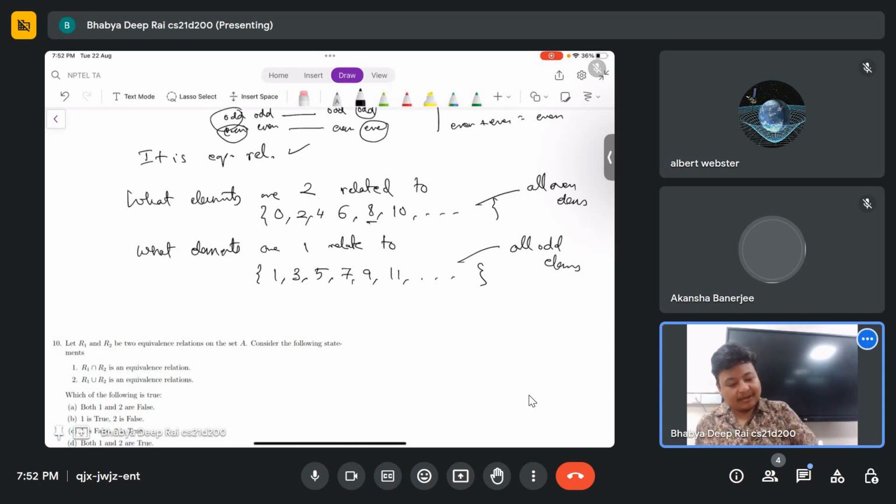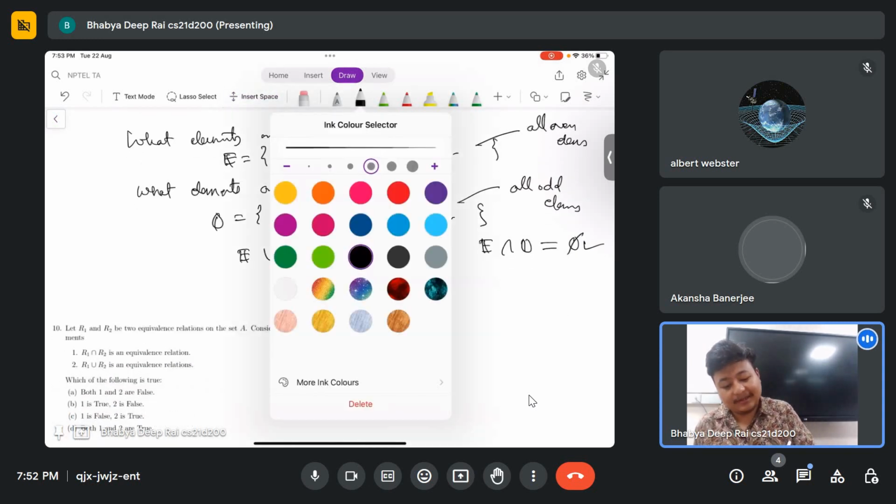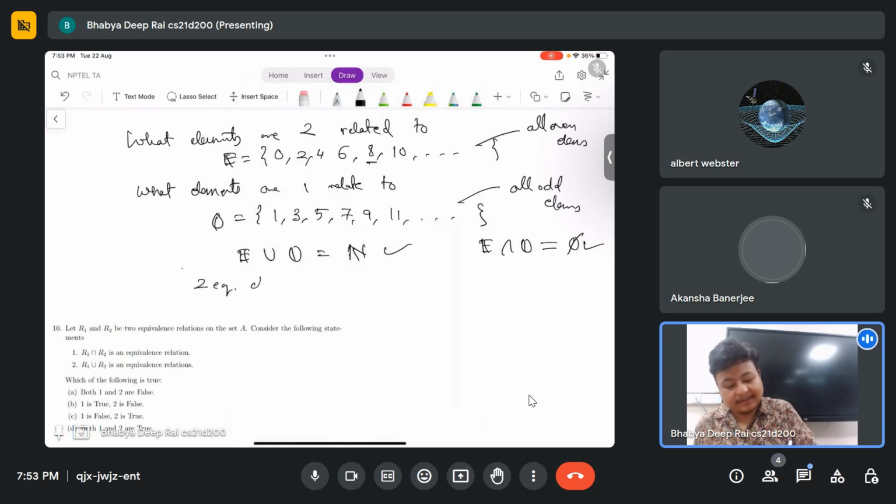Okay. So all even elements, all odd elements, and this covers the entire natural numbers. This is nothing but the even numbers, and this is nothing but the odd numbers. So even union odd is equal to the natural numbers, so it covers everything. And finally, they are disjoint: even intersection odd is equal to the empty set. I think Akanksha had said that there are two equivalence classes. Yes, there are two equivalence classes. Answer is C.